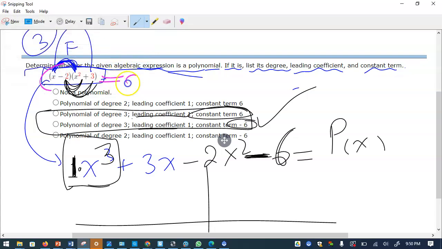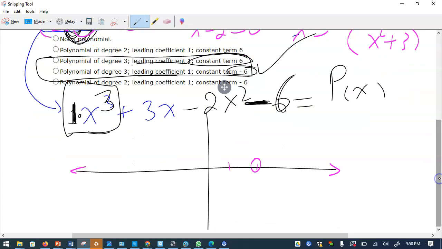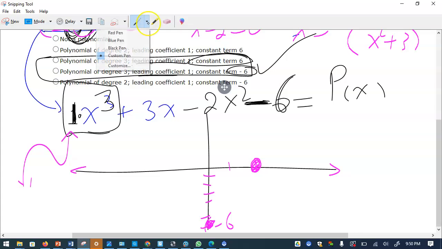If I want to know where this is going to be 0, like where it crosses the x-axis, you can see x minus 2 is going to be 0 only when x equals 2. The second part is x squared plus 3, and this is never going to be 0. That means the graph passes through minus 6 on the y-axis, and it crosses at 2, and this goes down.